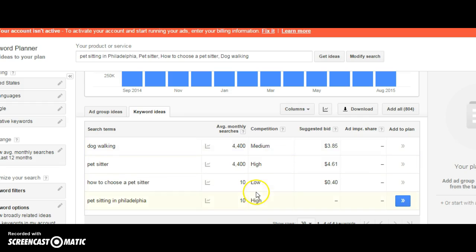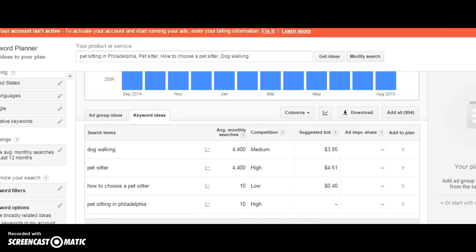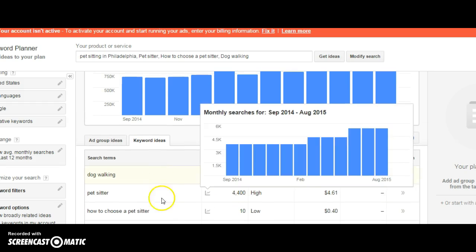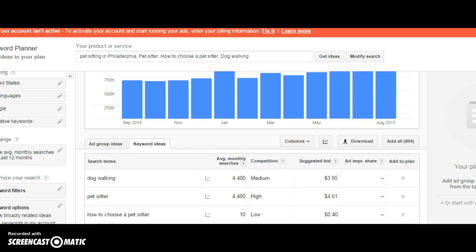So let's go down here. Look, how to choose a pet sitter has a terrible search volume of only 10 people. At one point it seemed like that was a higher volume at some other time in my life when I've looked this up. But these things change. So then pet sitting in Philadelphia, well, that's very high. So we're not going to go with those, but dog walking would be good. And you could use a pet sitter.